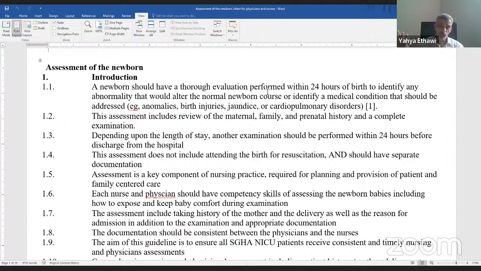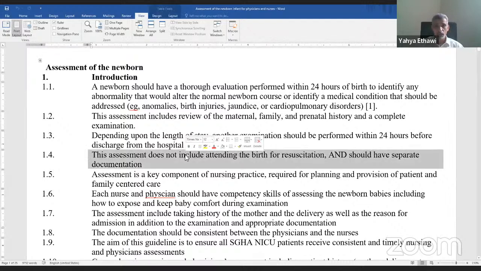If the baby is going home, a well baby going home, there is no need to do the assessment after 24 hours. But if the baby is staying, we need more than one assessment. So any baby who stays more than 48 hours needs another exam. And the other exam should not look at the previous exam, because most people will do a copy and paste. Okay.